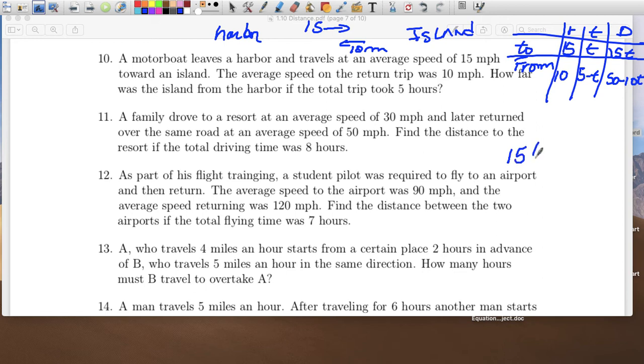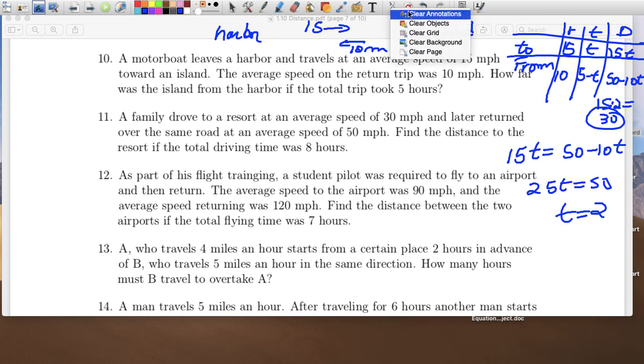The distance to and from the island is the same. It's just a different speed. So you got 15T equals 50 minus 10T. You get 25T equals 50, and T equals 2, right? Now to find the distance, we can plug the 2 in over here. So we got 15 times T, which is 2 in this case, 15 times 2. So we know that the distance from the harbor to the island is 30. Whether you substitute it here or here, you get the same answer. You still get 30 miles. Okay? That was 10.